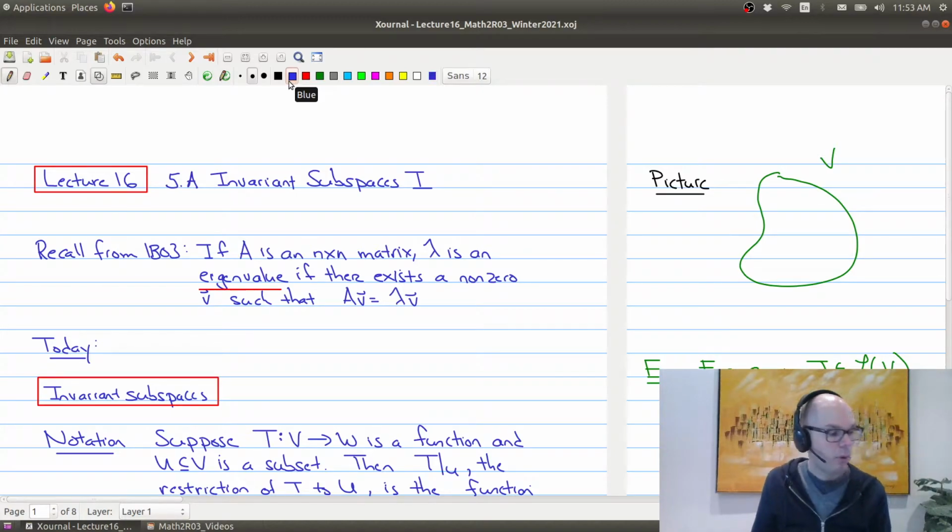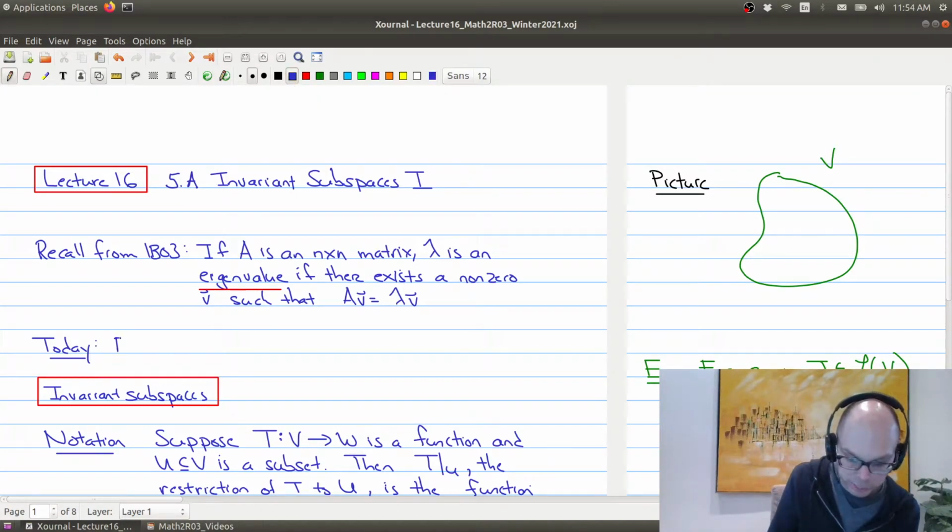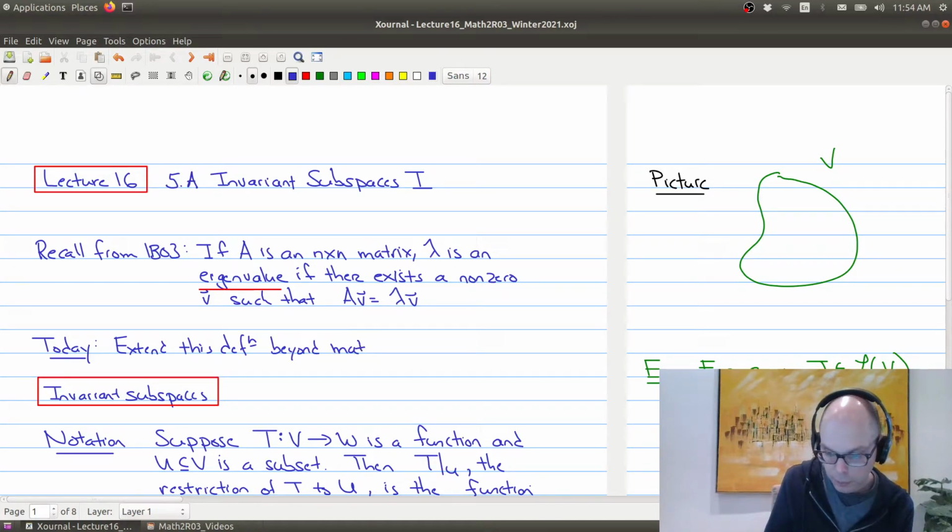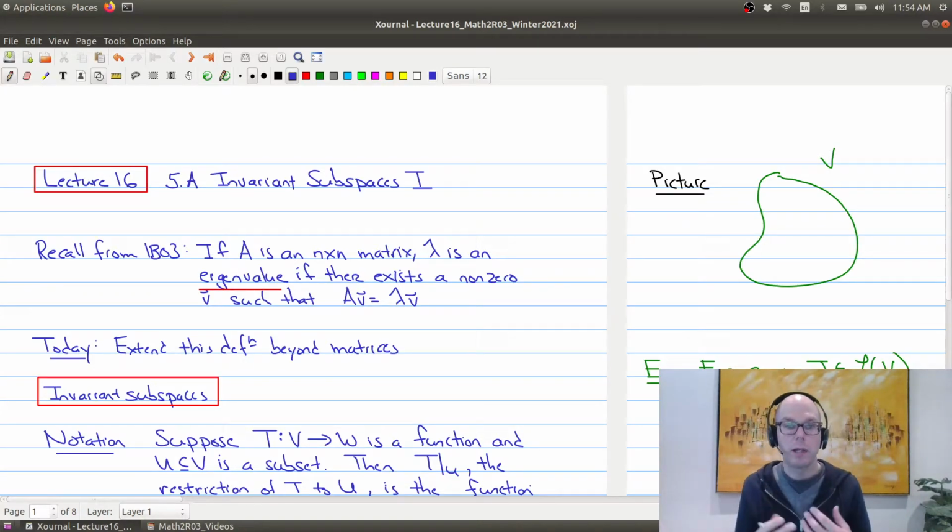So today, what we want to do is extend this definition beyond matrices. In particular, if you're getting used to our new way of thinking, when you have a matrix A and you're thinking of the matrix A times v, really what you're doing is looking at a linear map. So that's what we want to do in today's lecture: think about what this definition would mean if we were to think of everything in terms of linear maps. Our starting point is going to be talking about what an invariant subspace is, and then we'll get into the generalization of an eigenvalue for a linear map or a linear operator.